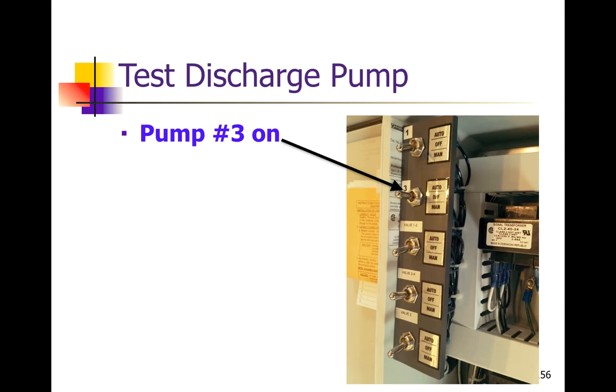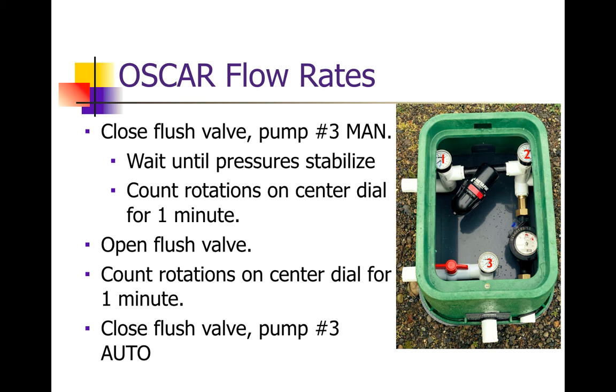Now, the Oscar test is really pretty easy. We only have one toggle switch and there are no solenoid valves. So very easily what we're going to do is turn on pump number 3 to manual, and then we're going to go up to our Oscar Headworks. We're going to close the flush valve, that 1-inch ball valve that's in the box, and then we're going to wait till the pressure stabilizes.